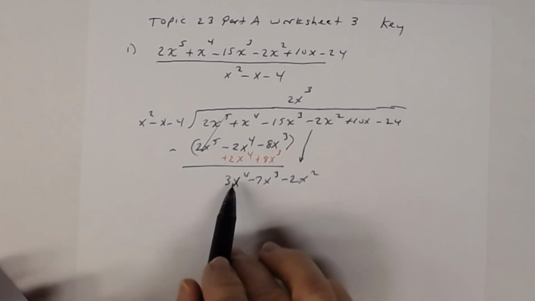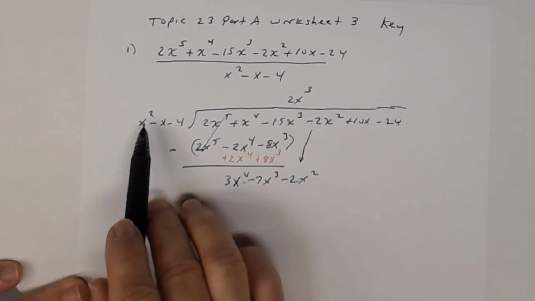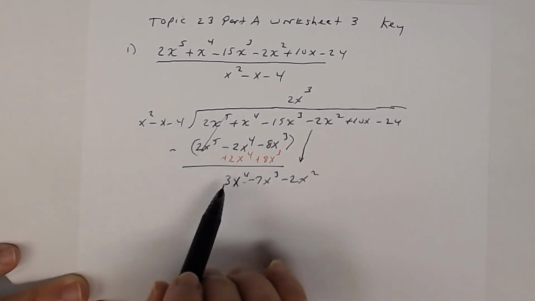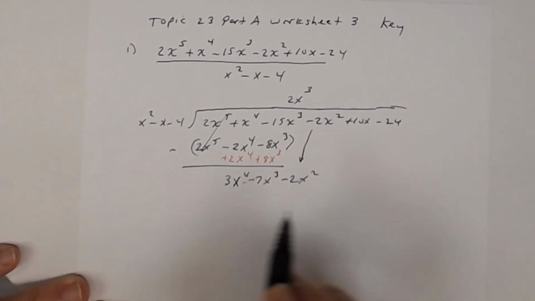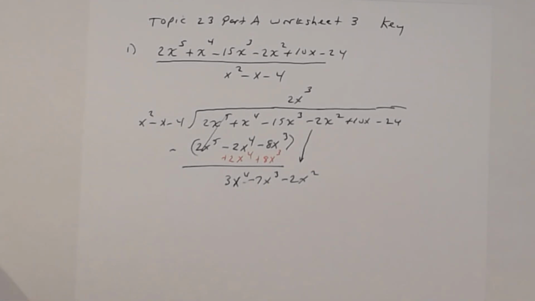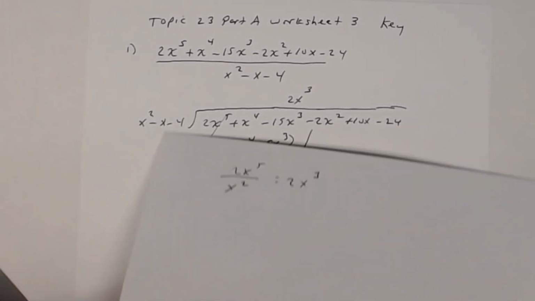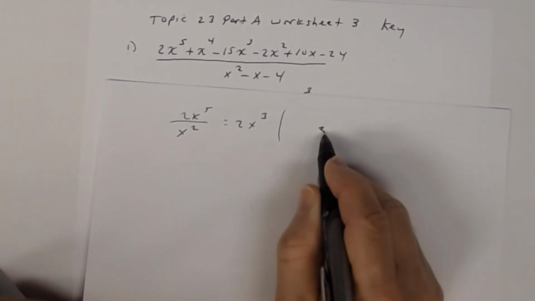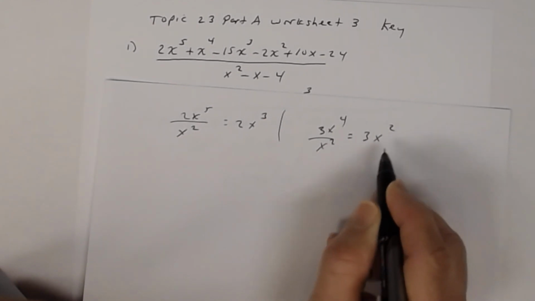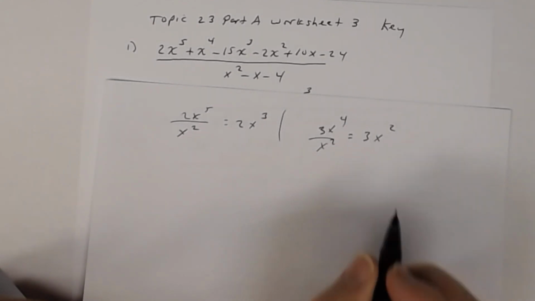And then notice the degree here is 4. The degree here is 2, so I must continue dividing. So you do first divided by first. So you have 3x to the fourth divided by x squared. Remember, 3x to the fourth divided by x squared is 3x squared. X to the fourth divided by x squared is x squared.